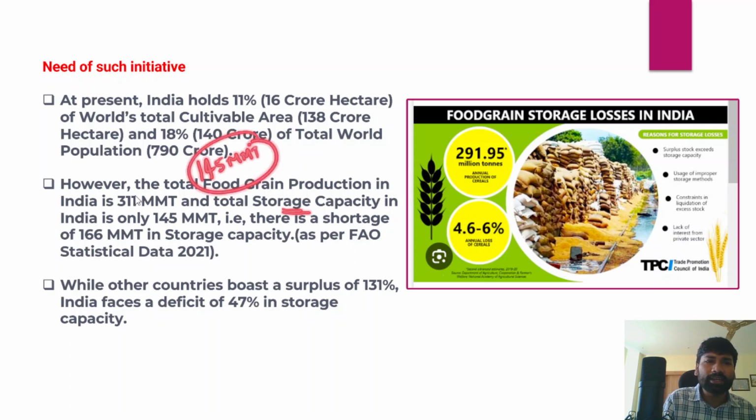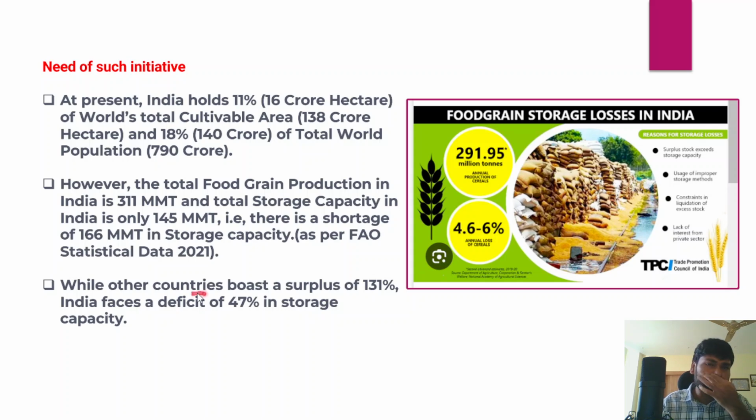Now you can clearly imagine the deficit: we are producing 311 million metric tons of food grains, but food grain storage is just 145 million metric tons. Therefore there is a shortage of around 166 million metric tons in storage capacity. In order to meet this shortage of 166 million metric tons of storage capacity, we are building the world's largest food grain storage project.